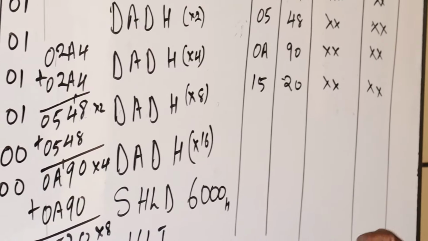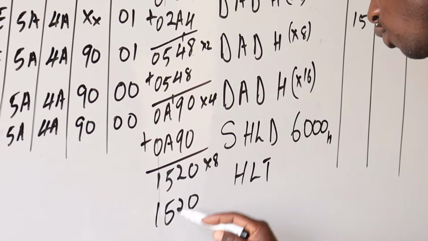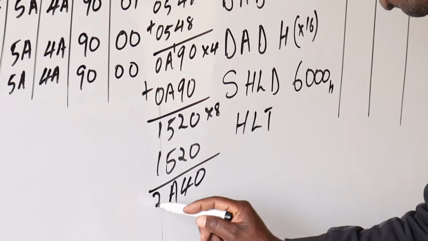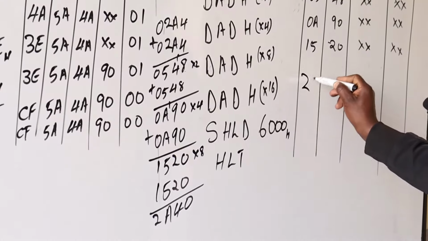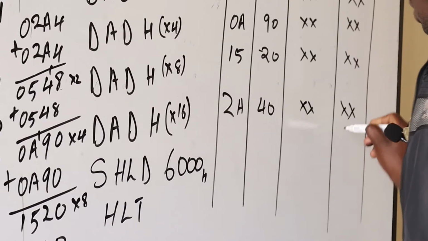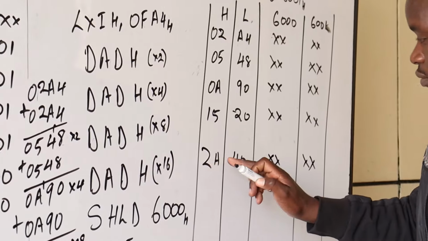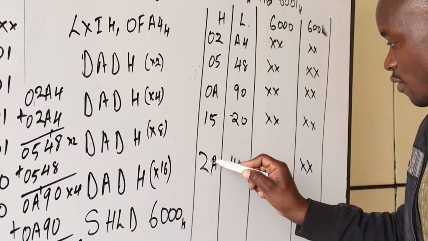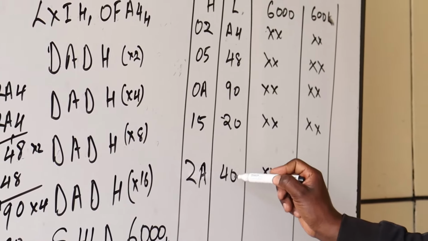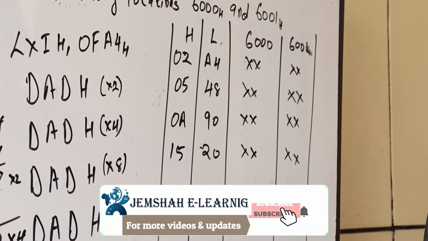And then lastly, add H again. So it is 15 again plus 1520. So here we have 04A2. So now here we have 2A40. We don't know what is here, neither do we know what is here. So at the end of the program, after adding 4 times, what's in A should be 2A. What's in H should be 2A. What's in register R should be 40.